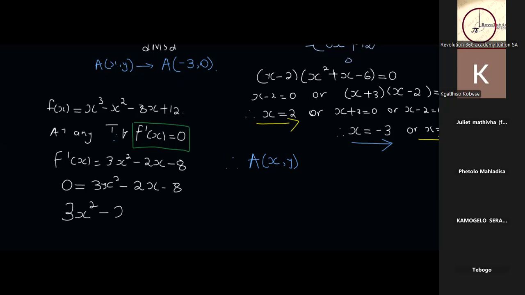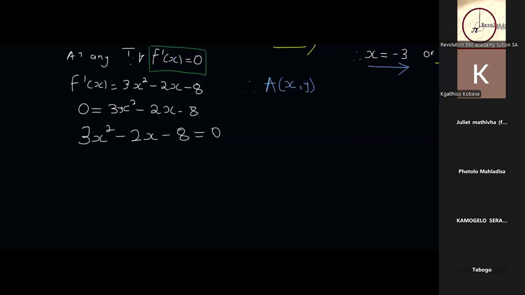Now, to those who don't know how to factorize, that is the term that I was looking for. You're going to use the quadratic formula, still one and the same thing. You're going to get the same answer. But to those who are moving alongside with me, as we are factorizing, we now know it's going to be 3x plus 4.